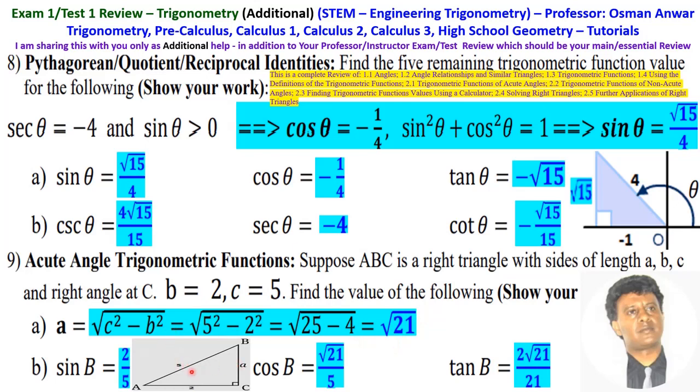Then to find sine B, it is opposite over hypotenuse, which is 2 over 5. Cosine B is adjacent over hypotenuse, which is A, which is square root of 21 over 5. Tan B is opposite over adjacent, which is 2 over square root of 21. Multiply top and bottom by square root of 21, then that's 2 square root of 21 over 21.